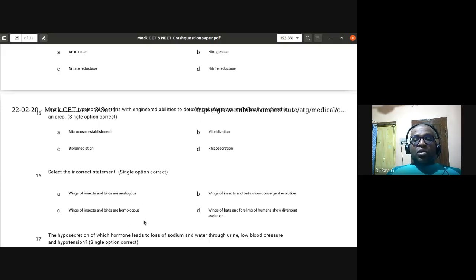So that is the wrong statement. Wings of bats and forelimbs of humans show divergent evolution. That is a correct statement. Wings of insects and birds are homologous, that is, they are similar in structure but different in function. It's a wrong statement. So the wings of insects and birds are not homologous. So this is the incorrect statement.